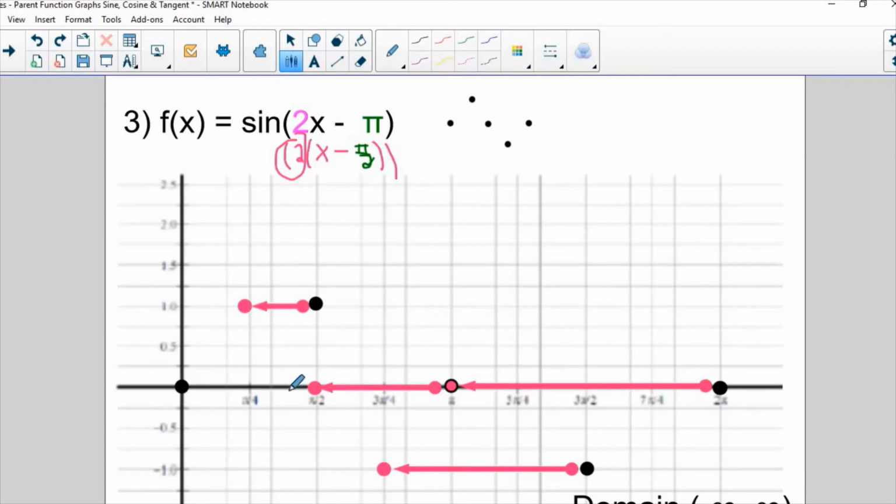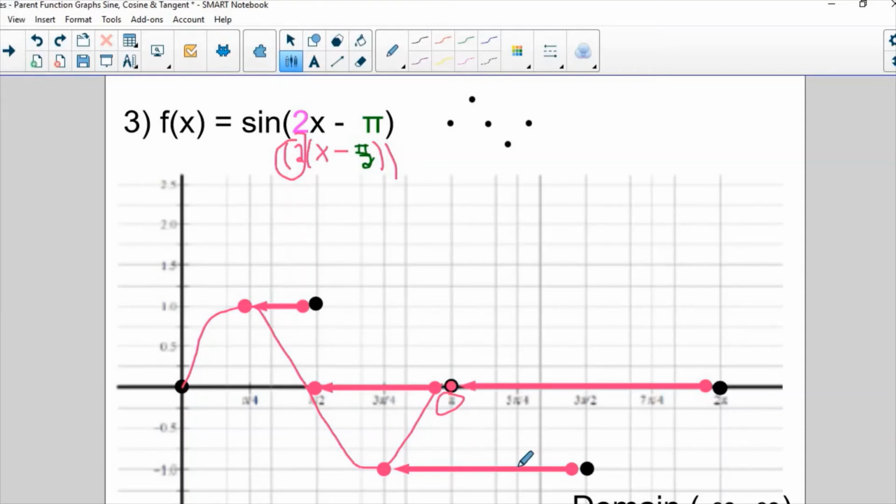0 divided by 2 doesn't change, but pi over 2 divided by 2 is now pi over 4. Pi divided by 2 is now pi over 2. 3 pi over 2 divided by 2 is now 3 pi over 4. And 2 pi divided by 2 is now pi. So effectively, the graph, as you can see, has been compressed. And that changes the period to be pi. You can see it right there.